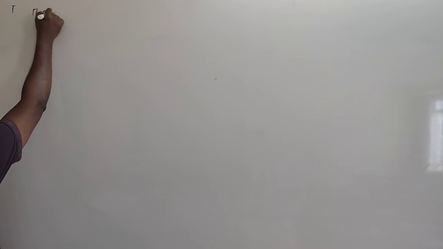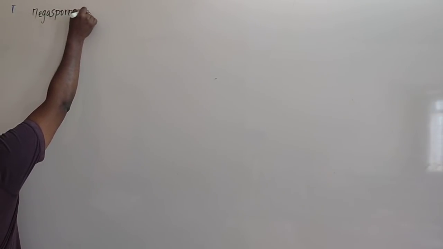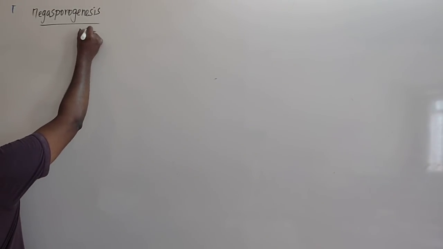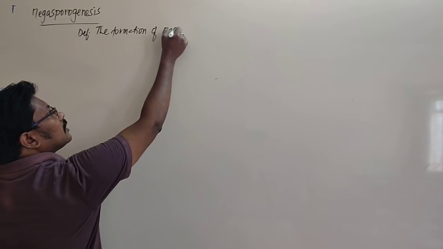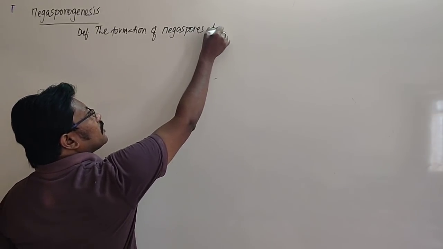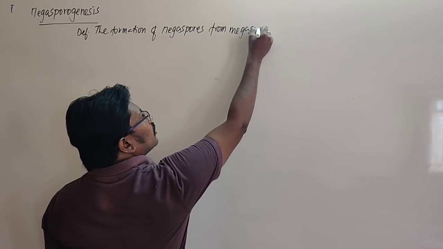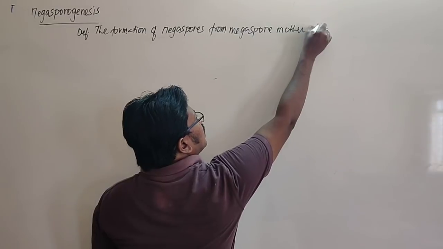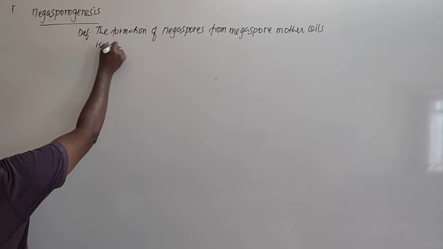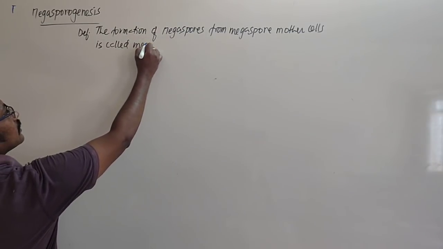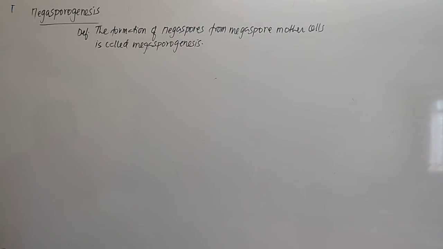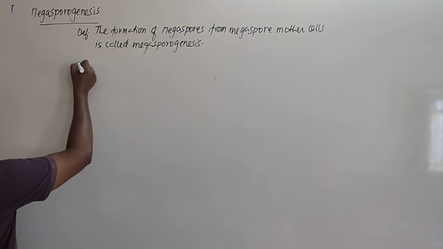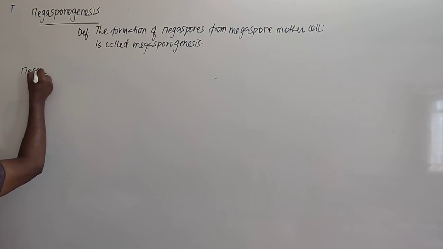Now let us see megasporogenesis. The definition, as it goes, is the formation of megaspores from megaspore mother cells. This is called megasporogenesis.